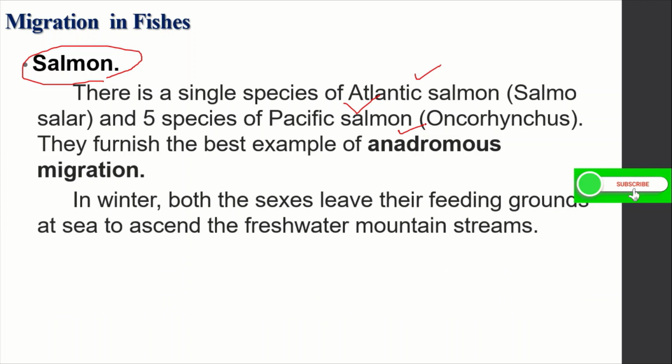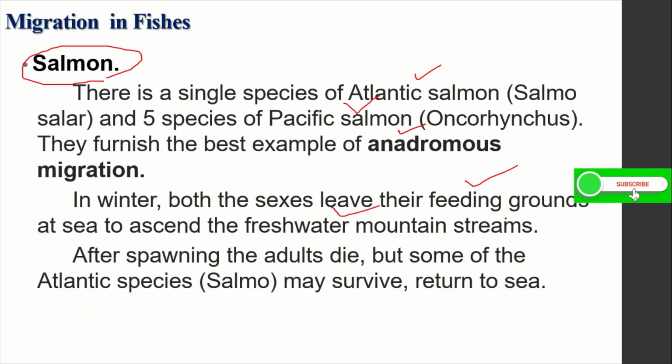In winter, both sexes, male and female, leave their feeding grounds at sea and start to migrate towards the freshwater mountain streams, which are the breeding ground of this species. They stop feeding and change color from silver to dull reddish brown. After spawning, the adults die, but some Atlantic salmon may survive, return to sea, and spawn a second or third time in life.